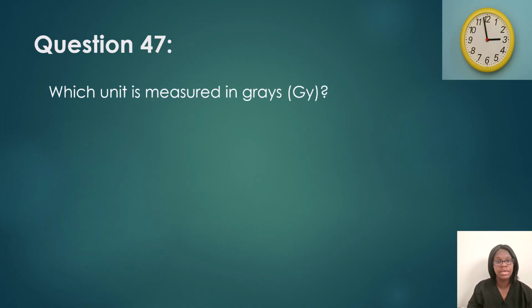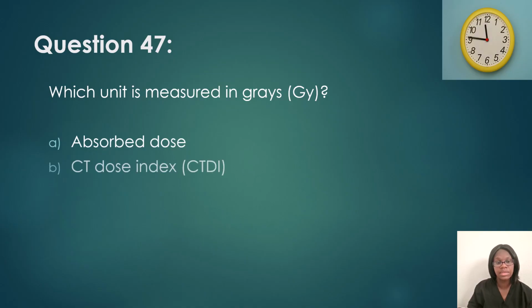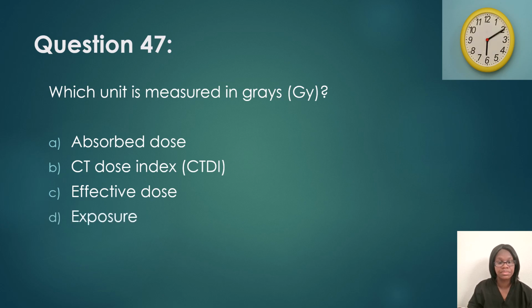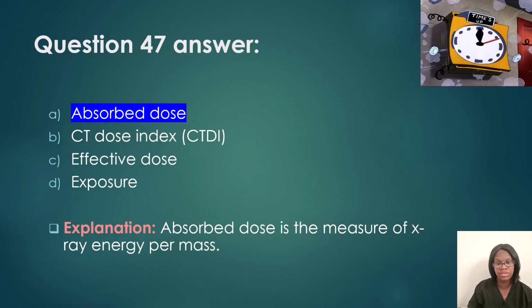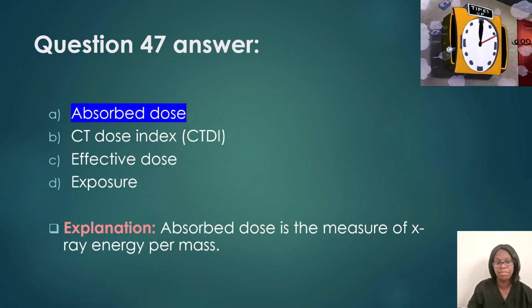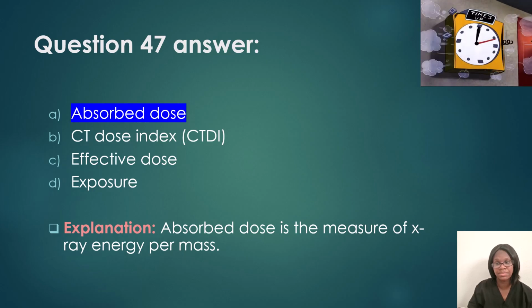Question 47. Which unit is measured in grays? A, absorbed dose, B, CT dose index, C, effective dose, or D, exposure? All right, the correct answer is A, absorbed dose. This is the measurement, or it measures X-ray energy per mass.